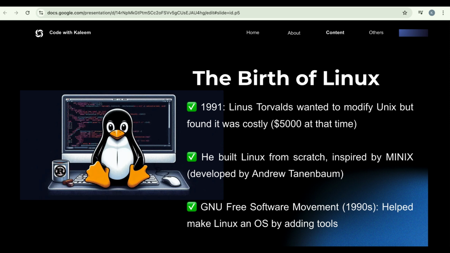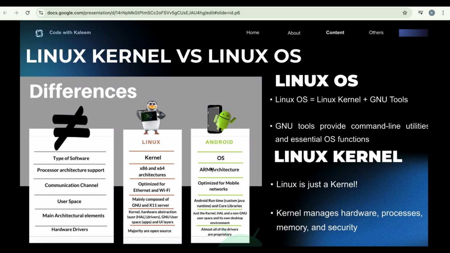He just wanted to make it open source, so the rest of the world should be able to use it. Finally, he came up with this idea, and he prepared everything. He came up with the Linux kernel. One thing, remember, you guys, Linux is a kernel. Linux is not an OS until and unless we merge it with GNU. You know that GNU is basically command line utilities and essential OS functions. Linux is just a kernel, and the kernel manages hardware, processes, memory, and security.